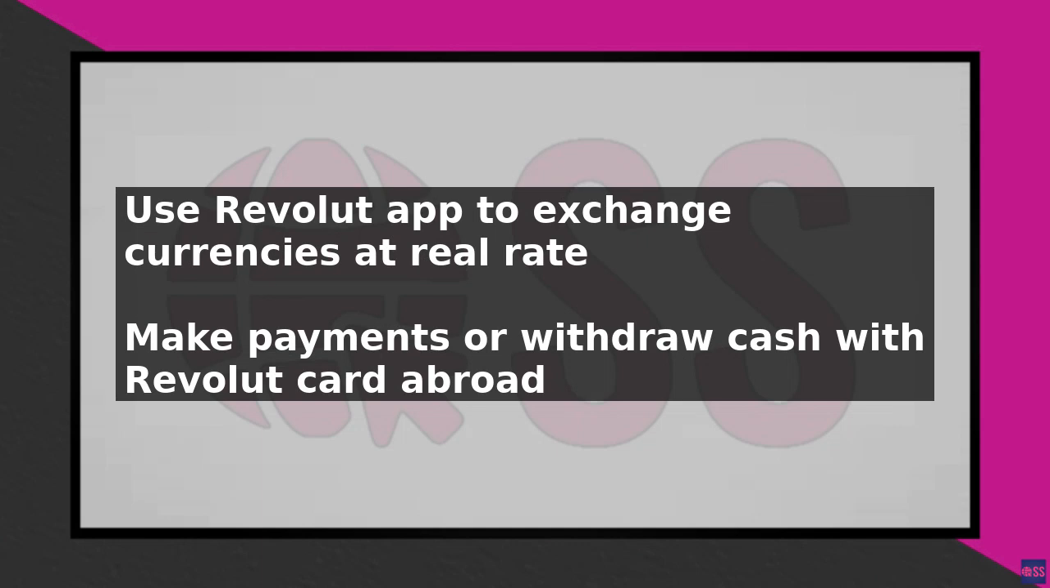When abroad, you can use the Revolut app to exchange currencies at the real exchange rate, without any hidden fees. To do this, go to the app's dashboard, select the currency you want to exchange, and enter the amount. The app will then display the exchange rate and the amount you will receive.